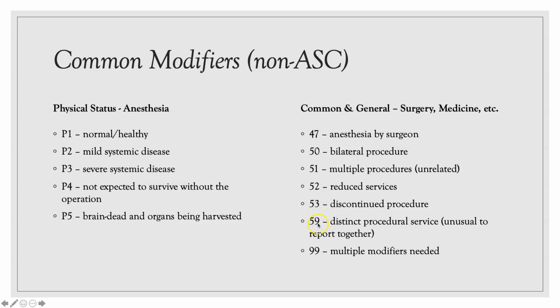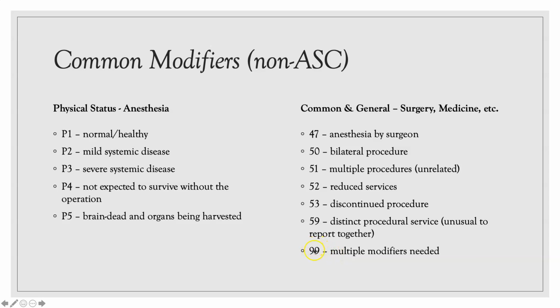A very common one you will see is modifier 59. Now, it's common, but it can get you into a lot of trouble when you're talking about corporate compliance and fraud and abuse. So be very careful with 59. Distinct procedural service, it's unusual to report these together. So let's say you have two totally different procedures that were performed on the patient, and it's very unusual that you would report them as being done at the same time or in the same place or in the same surgical setting, those types of things. That's when you use a modifier 59.